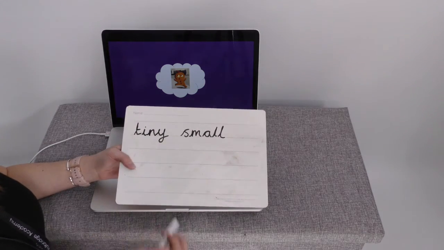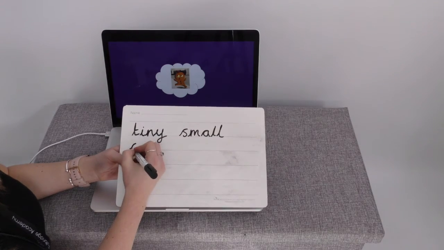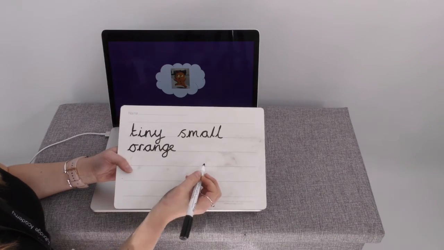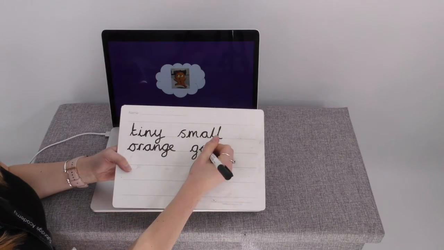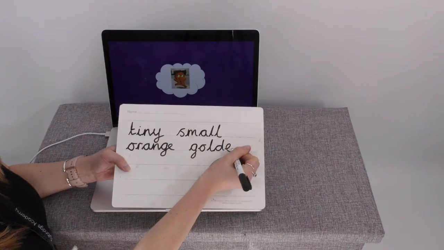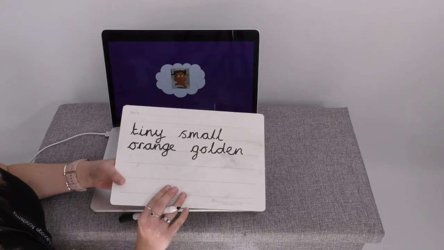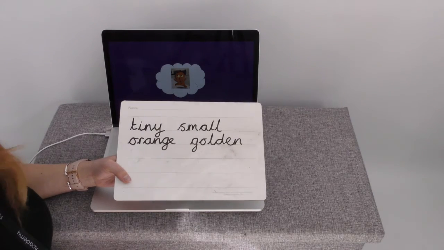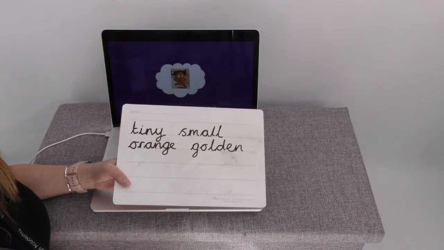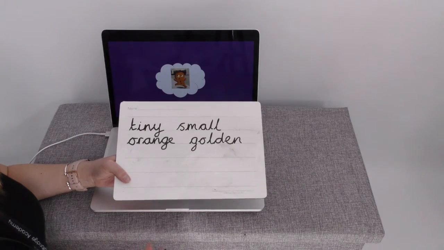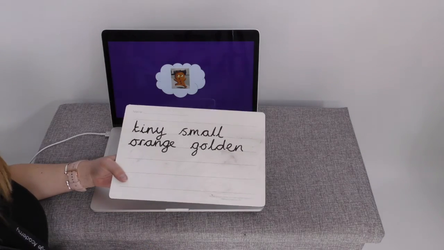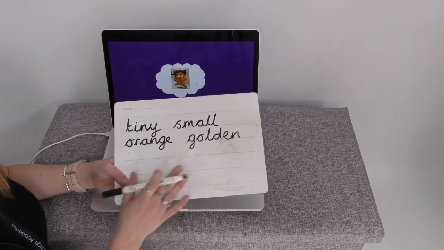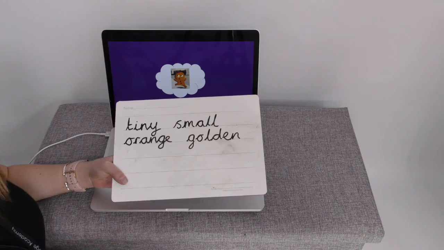I want to have a think about the colour of him, so maybe he might be orange. Possibly golden. And his personality, maybe he's cute or mischievous. And then also maybe because he's a biscuit, because he's a gingerbread man, what he would taste like, the delicious or the scrumptious. And you'll add these adjectives to your piece of paper to keep hold of, to use in your noun phrases.